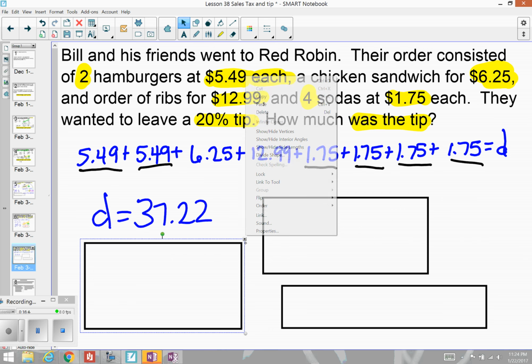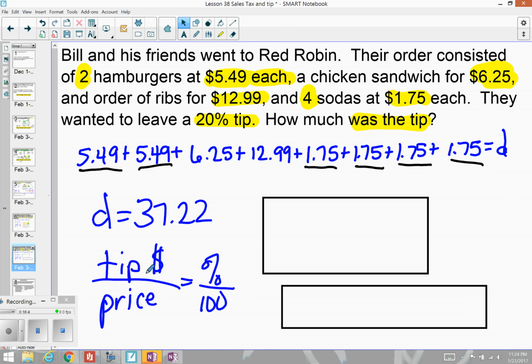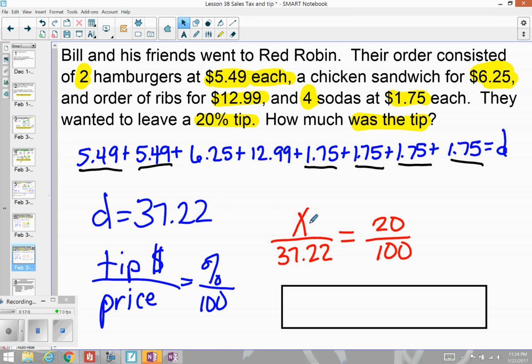All right, so how are we going to set this up as a proportion? If you said that we're going to set it up where we have the tip money on top, the price below, the percent out of 100, you were right. So let's go ahead, plug in the values that we know. Looking for the tip value out of $37.22. That was the total cost of the meal. We're going to leave a 20% tip out of 100. So what shall we do? You guys are so smart. That's right. We're going to cross multiply, divide by the number that's left over.